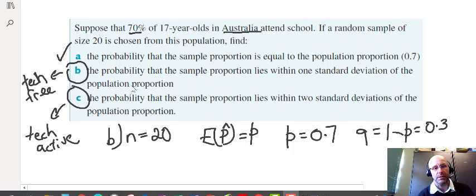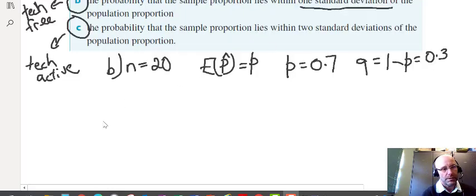Now let's take a look at this question more closely. Probability that the sample proportion lies within 1 standard deviation. So it's a standard deviation away from the mean. We've looked at a little bit of that before. So it's a standard distance from the mean of the population proportion. So what we need to do is calculate those measures.